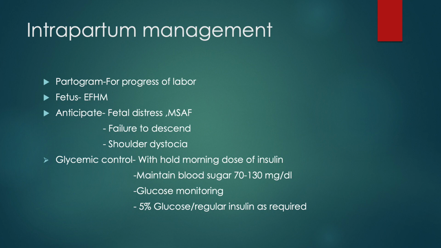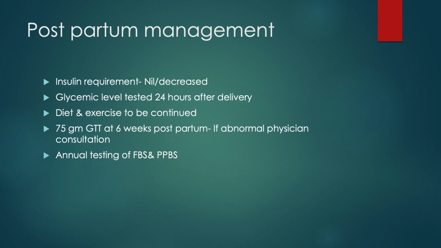In the third stage, beware, these patients are more prone to primary postpartum hemorrhage. Both types, atonic and traumatic postpartum hemorrhage, can occur. So active management of the third stage of labor should be meticulously followed, and the genital tract should be explored for any traumatic bleeding.